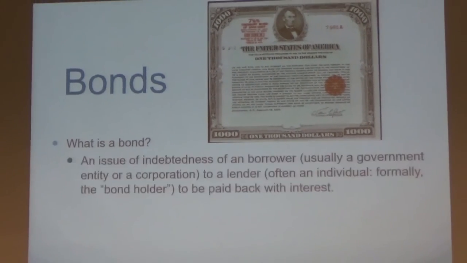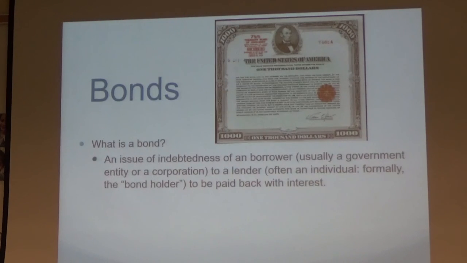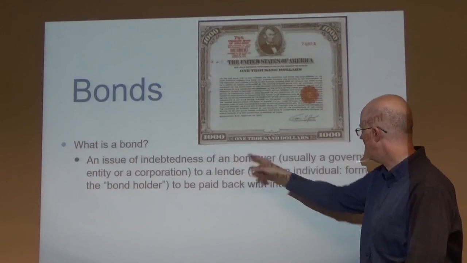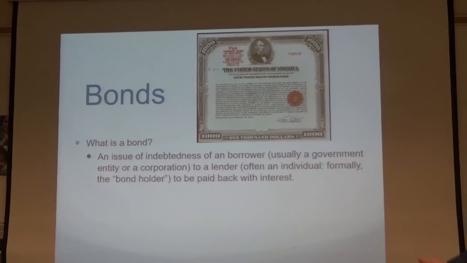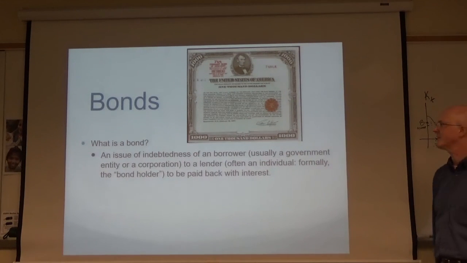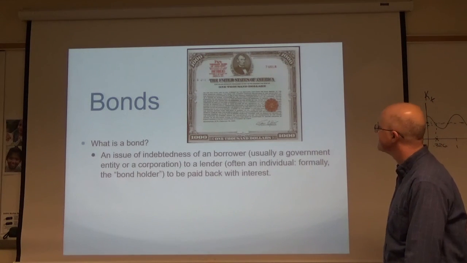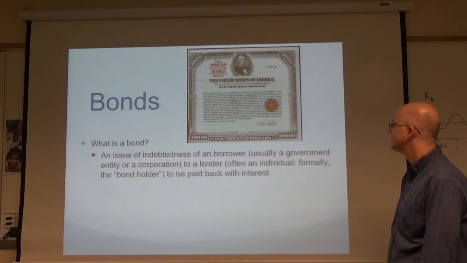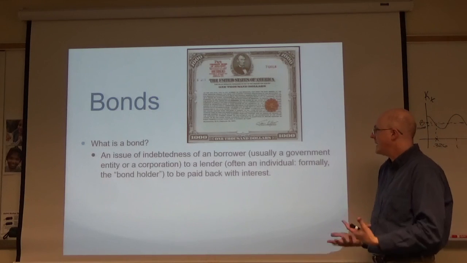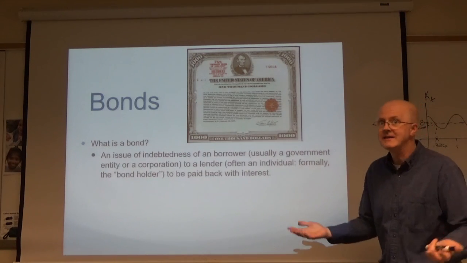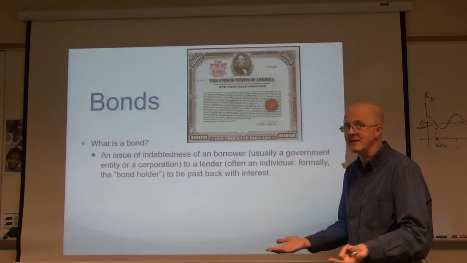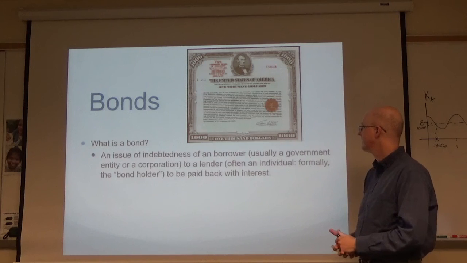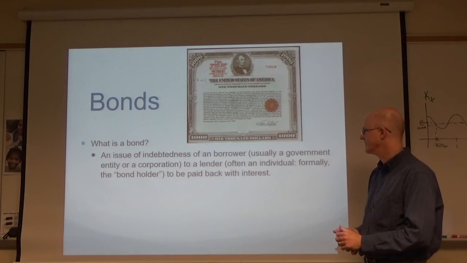What is a bond? It's an issue of indebtedness of a borrower, usually a government entity or a corporation, though it can sometimes be nonprofits too, like a church or a school will sometimes issue bonds. They are the borrower. They are borrowing money from a lender. The lender is, unlike the typical case when the lender is maybe a bank, you or somebody else. That's often individuals. Formally, they are called the bondholder.